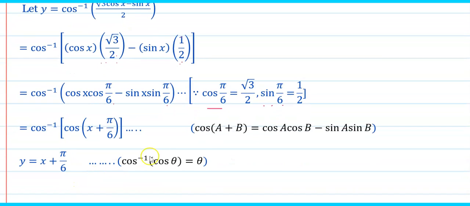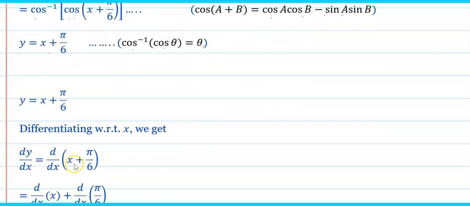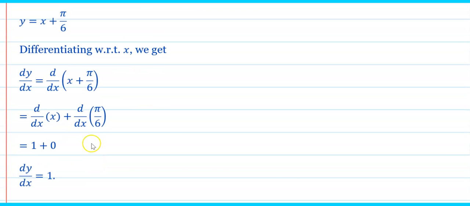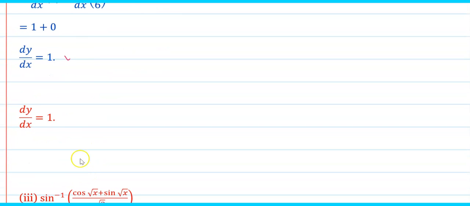Now this is the expansion of cos of a plus b: cos a into cos b minus sin a into sin b. And that is the cos of x plus pi by 6. Cos inverse of cos of x plus pi by 6 means what? Cos inverse of cos theta is theta. Here you are getting y is equals to x plus pi by 6. Now differentiate this with respect to x. Derivative of x is 1, pi by 6 is 0. And hence dy by dx equals 1.